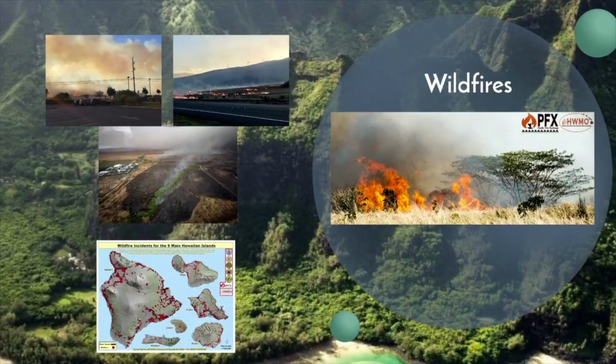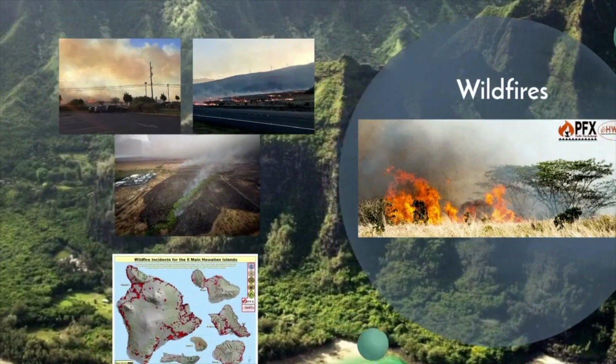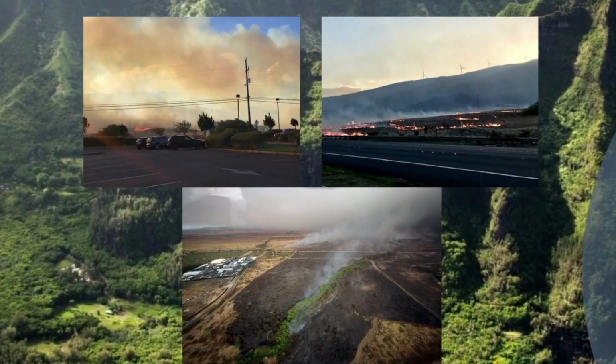Another potential impact of a hotter and drier climate is an increase in wildfires. Hawaii has seen an increase in wildfires affecting human safety, infrastructure, drinking water, agricultural production, native forests, and watersheds.